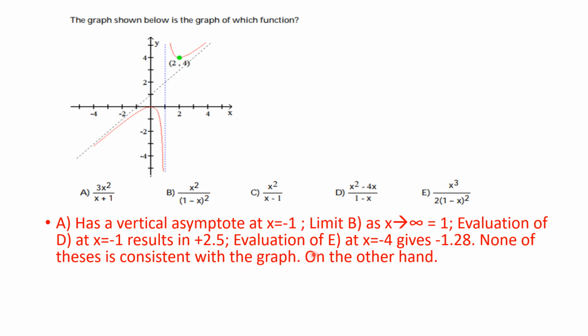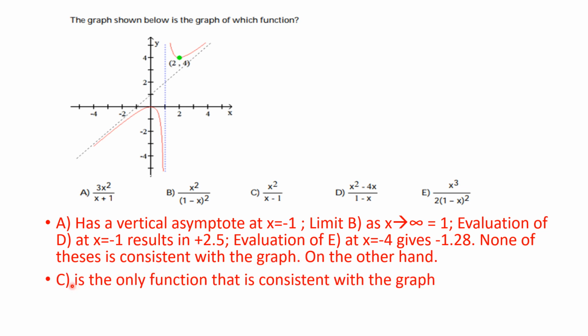On the other hand, C is the only function that's consistent with the graph. That's it. So the correct answer is C, and this ends this.